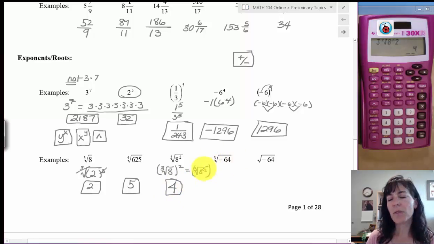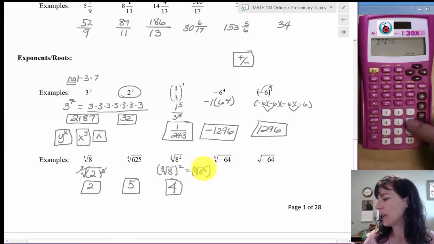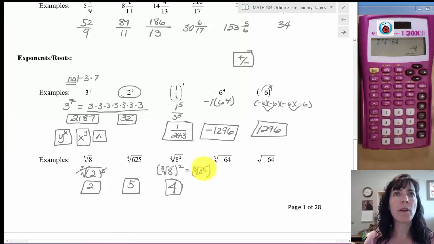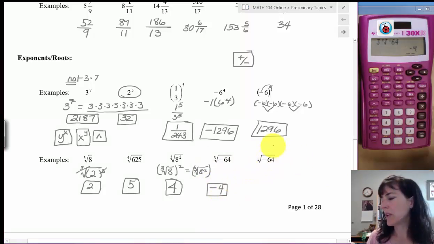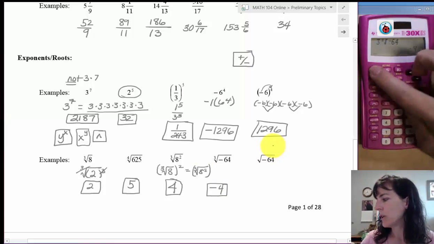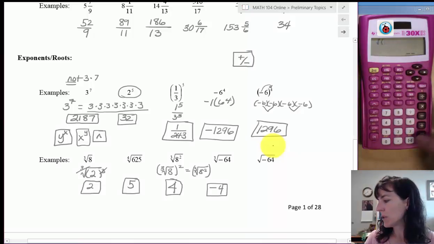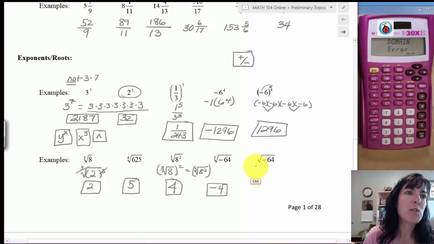The third root of a negative 64. Third root negative 64, and I get a negative 4. And if I do the square root of a negative 64, now I can use this other button for the square root. So I can do square root negative 64. And that gives me a domain error. So what that means is that this is not a real number.